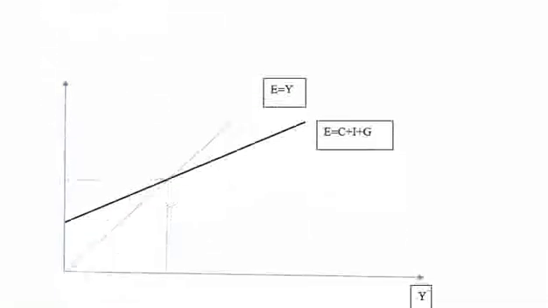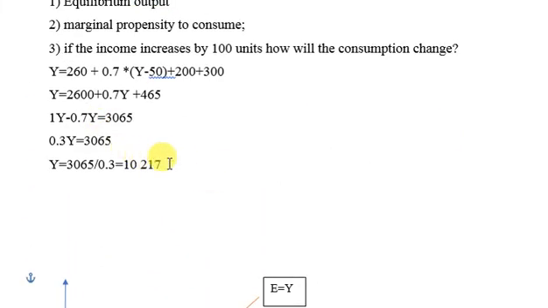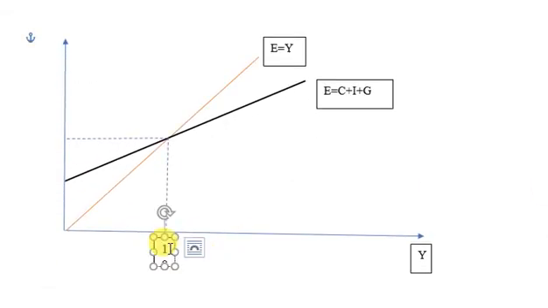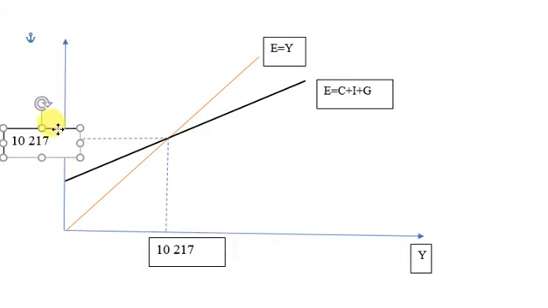Actually, on the graph, we could put it here. I understand that Microsoft Office is not the best place to make pictures, but that's what I have at the moment. So it is 10217. That's it. And it's also our aggregate expenditure at this moment, and this is the amount of equilibrium output in the Keynesian cross model.